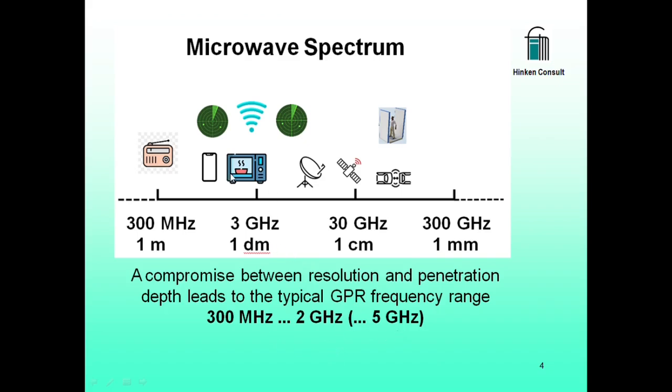The low frequency region is the region from 300 megahertz up to 2 gigahertz or even 5 gigahertz, the region which is used for ground penetrating radar. And that is a good compromise in the sense that a higher frequency would lead to a better spatial resolution. But the penetration depth in that case would be so small that it would make no sense. So this is the typical frequency region for GPR.